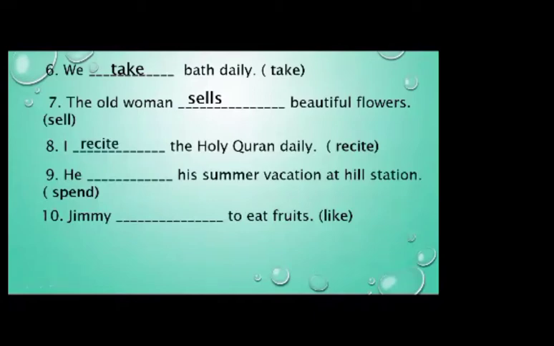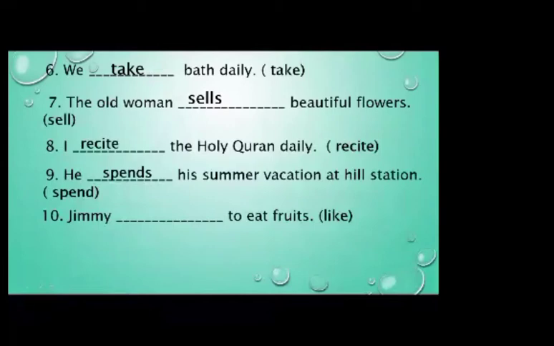So now, number 9. He dash his summer vacation at hill station. So, spend. He, Manahil, yes, you are right. Alina, you're wrong. He is the third person here. So, he spends. So, he spends his summer vacation at hill station.